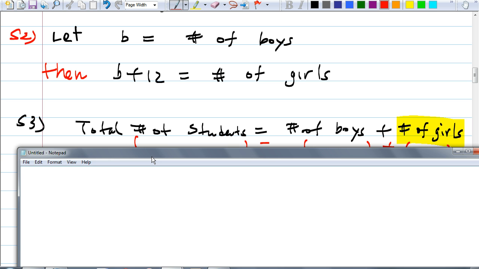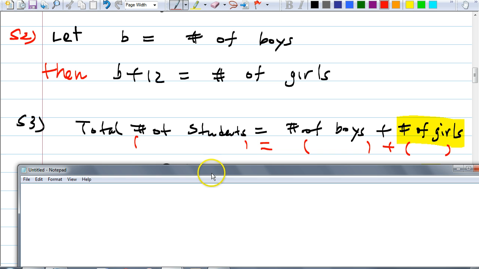So let's use the substitution property. Who knows what to plug in for total number of students there? Again, I want you to use parentheses when you plug in. Okay, what do we plug in there? How about who haven't I called? Patty? 22. And what about number of boys? What do we plug in there? Brianna, what do you think? What do we plug in for number of boys?